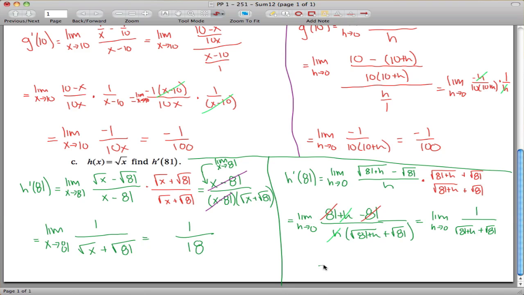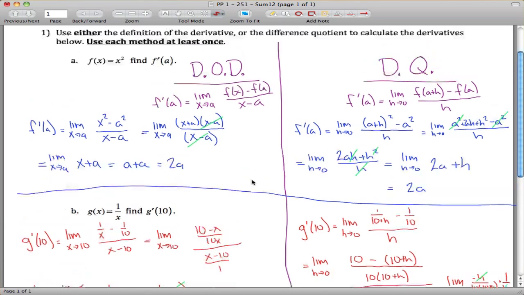We can evaluate this limit as h approaches 0. This is 1 over square root of 81 plus 0, which is 1 over square root of 81, which is 1 over 9. 1 over 9 plus 9 is 1/18. Same thing we got over here. Finally, that is the end of this kind of long problem.